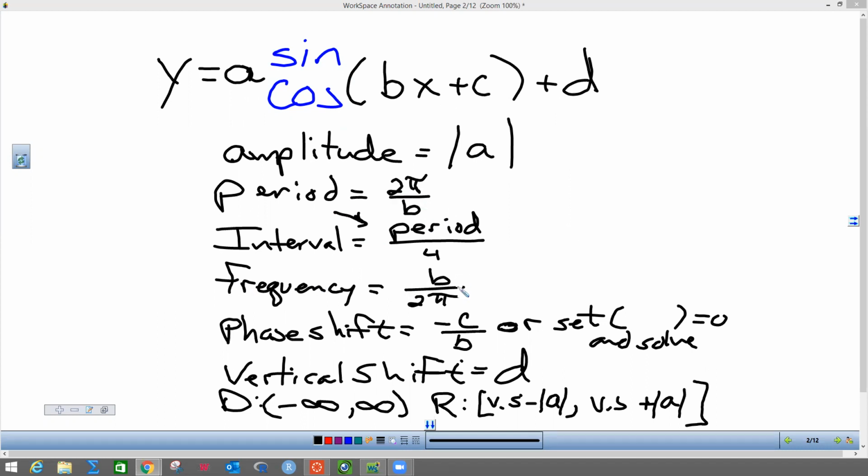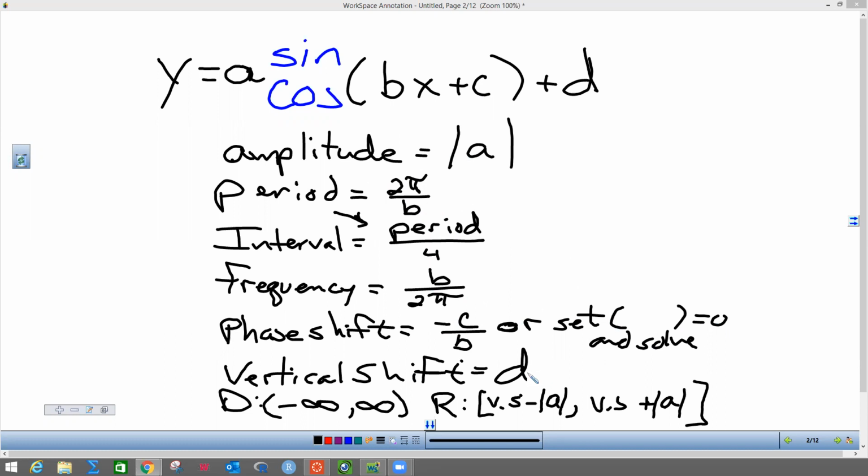Frequency is just the reciprocal of period. You take whatever the period is and flip it upside down. Phase shift is a horizontal shift. Now, you can take the C and change the sign to negative and put it over B here. Or you can set the inside part, this bx plus c, equal to 0, and solve for the variable x.